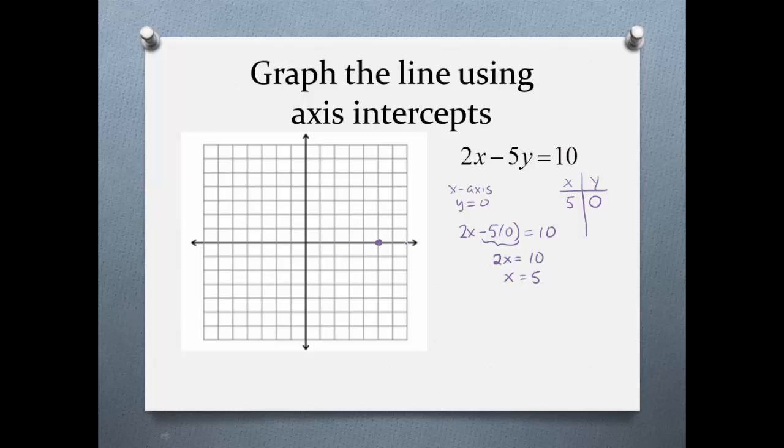Then if I go back to my original equation and I want to know where it crosses the y-axis, that means I set x equal to 0. So in my table I put an x value of 0. Then I have 2 times 0 minus 5y equals 10. This first term is 0, so that's negative 5y equals 10, or y equals negative 2. So I can fill those points into my table.